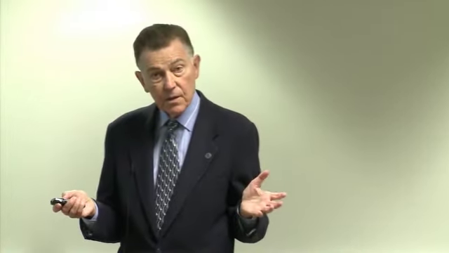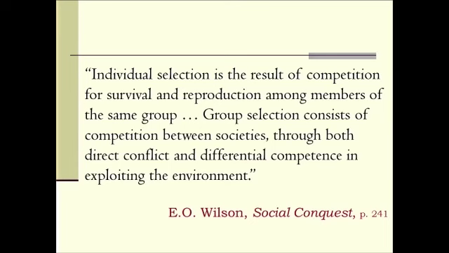Now, these are two definitions that he gives in the book. Individual selection, this is for those of you who are not population geneticists and have not read about these things, is the result of competition for survival and reproduction among members of the same group. Group selection consists of competition between societies through both direct conflict and differential competence in exploiting the environment. Well, these are definitions. There's not much that needs to be said about them. But I bring them up because here Ed Wilson has taken a 180 degree change.